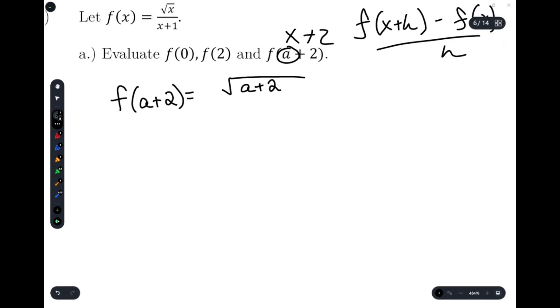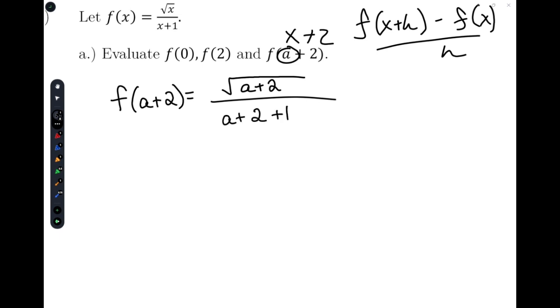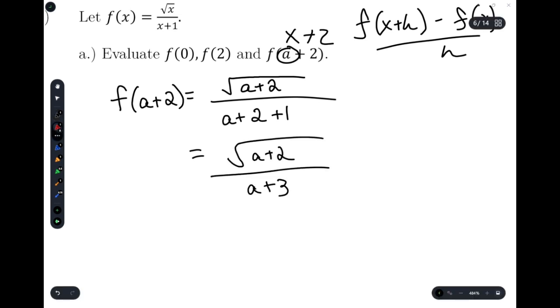That's kind of where this comes from, even though this is from section 1. This is a concept from section 1, so it feels harder than it is. It's actually pretty darn easy. What goes on the bottom? A plus 2 plus 1. And so to wrap up the whole thing, we're just going to combine the like terms, a plus 3, and call it a day.